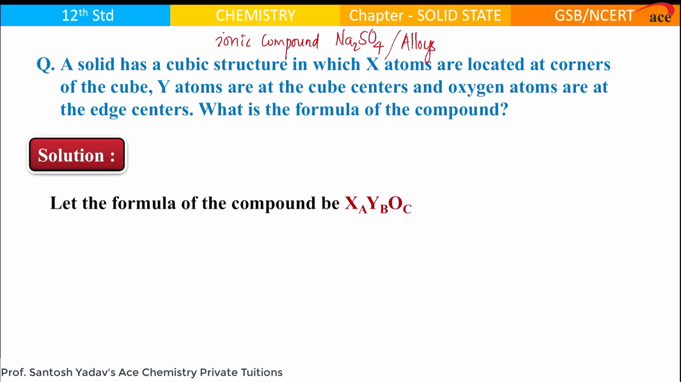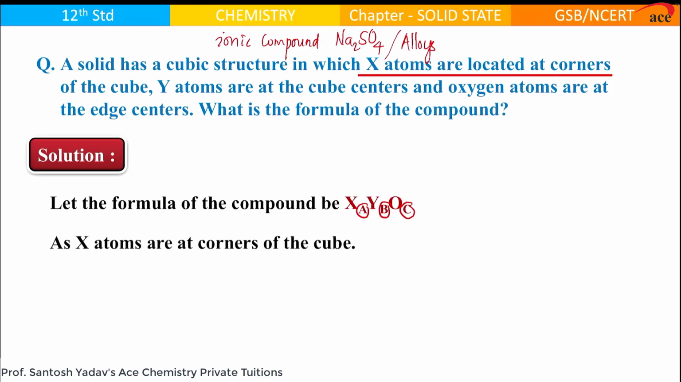So coming to the discussion, let the formula of the compound be XaYbOc, where A stands for the number of X atoms, B stands for the number of Y atoms, and C stands for the number of oxygen atoms. You have to calculate only the values of A, B and C. Right, X makes up the corners.